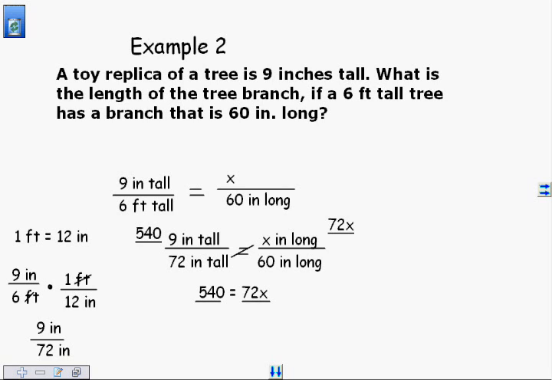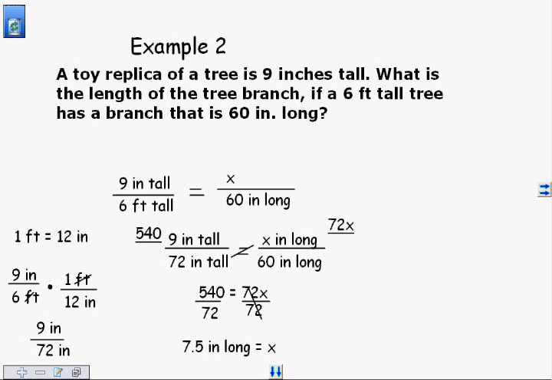Inverse operations, divide by 72. And that gets rid of the 72s. And for the toy replica, the branches are going to have to be 7.5 inches long in order for those to be similar. So your scale factors are the reduced ratios. So the 9/72 can be reduced to 1/8. So you could also say that the scale factor is 1/8, which we did whenever we did scale factor.